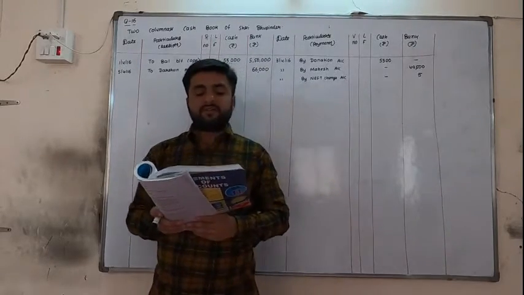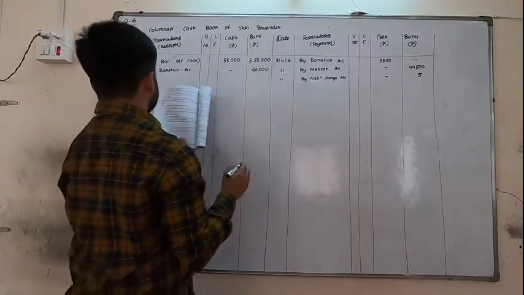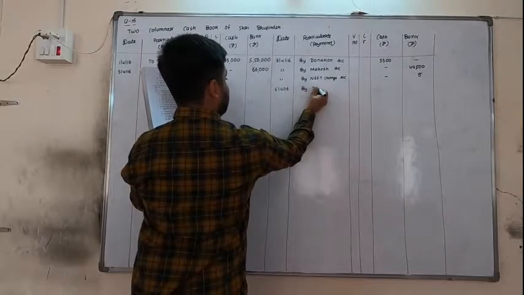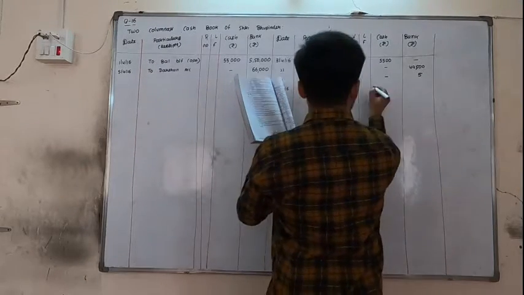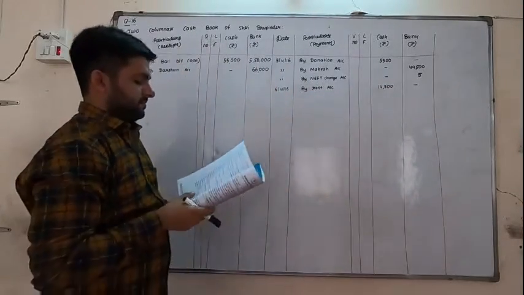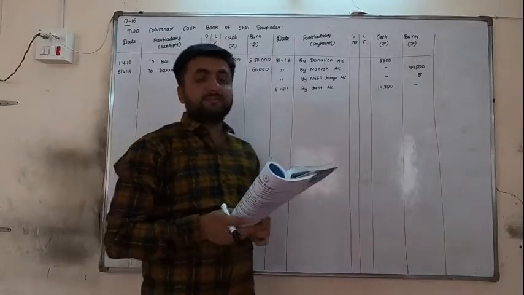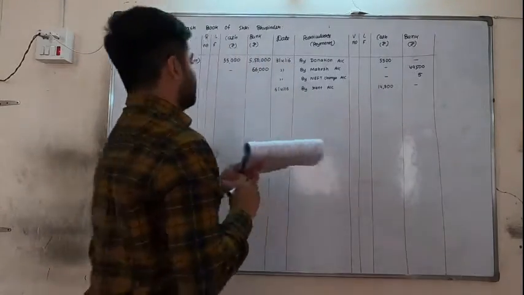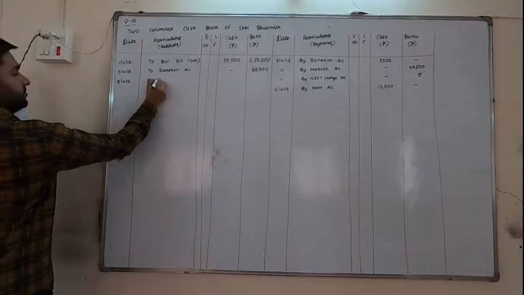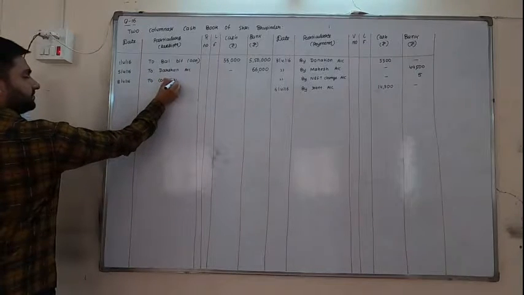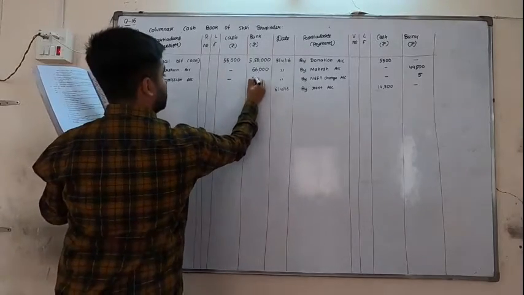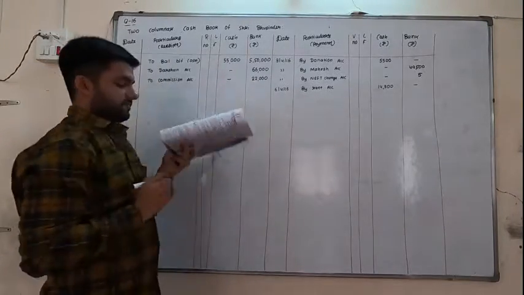Rent of 14,300 paid by cash. We are paying, cash goes out, so on credit side, 6th, by rent account, amount 14,300, dash bank. Bank credited 22,000 for commission. Bank is crediting, so we will debit, 8th, to commission account. Bank is crediting rupees 22,000, so in the bank column 22,000.